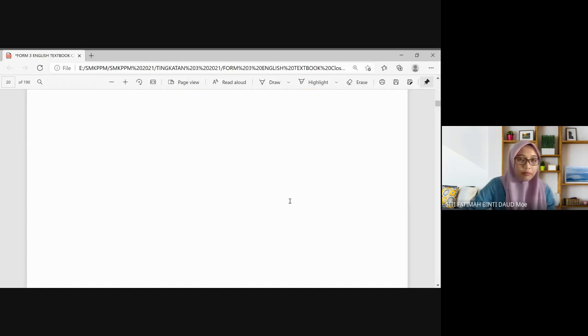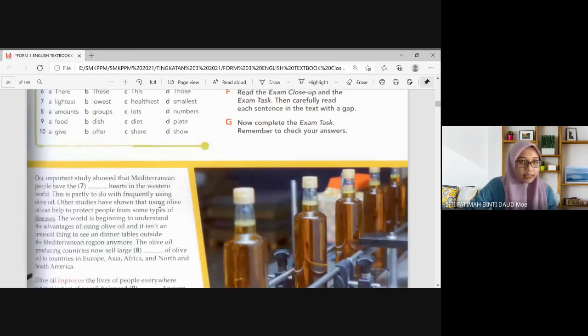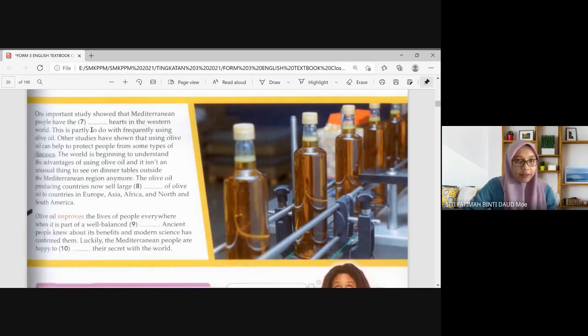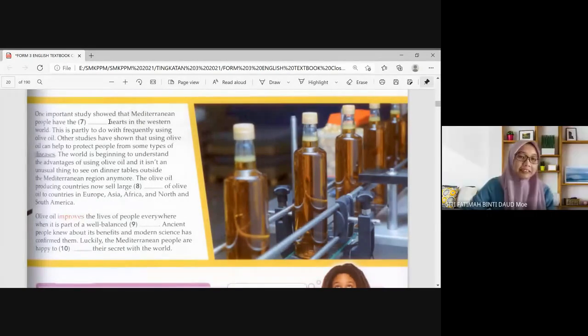Okay, next one. One important study showed that Mediterranean people have the, what here? Hearts in the Western world. Hati apa? Heart here is jantung. Jantung yang paling apa? If we're talking about lightest, lowest, healthiest or smallest? Healthiest. Obviously healthiest lah. Takkan kamu nak cakap smallest or lightest. Kita tak boleh nak timbang jantung tu. Okay. So because they eat a lot of olive oil, they have the healthiest hearts. Jantung paling sehat in the Western world.